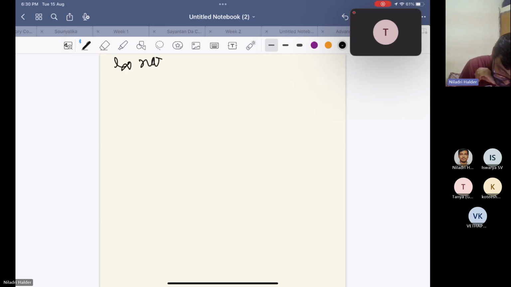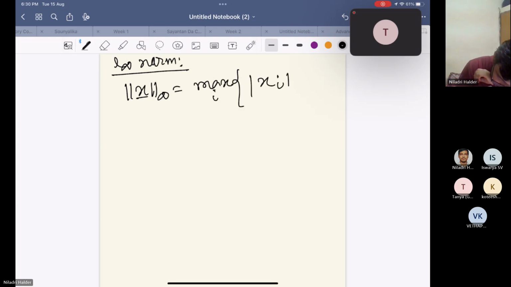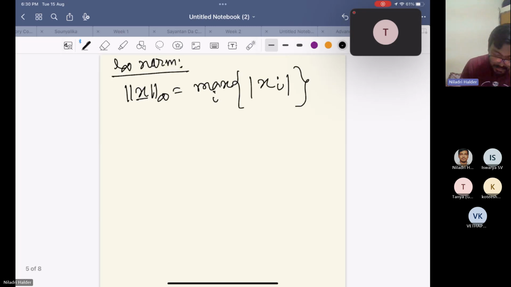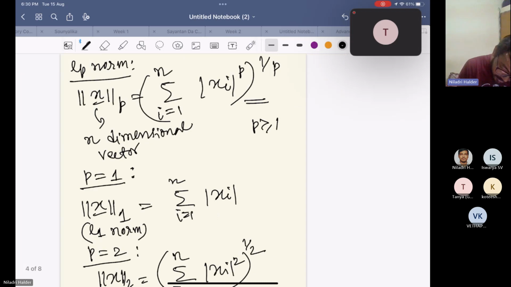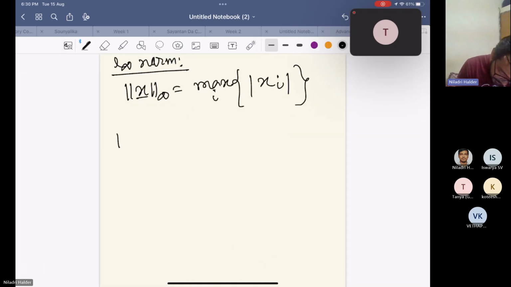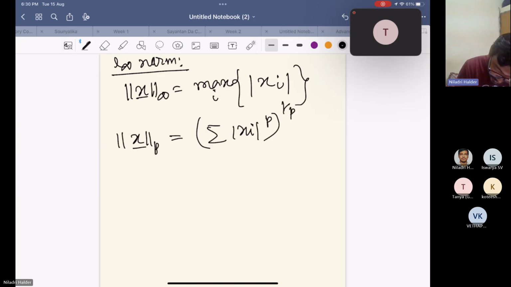L infinite norm, I have told that the L infinite norm can be written as max of mod of xi. But how to show that using this formula? This is the formula. So how to show that? Suppose there is a p norm, that is written as summation of mod xi power p, whole power 1 by p.